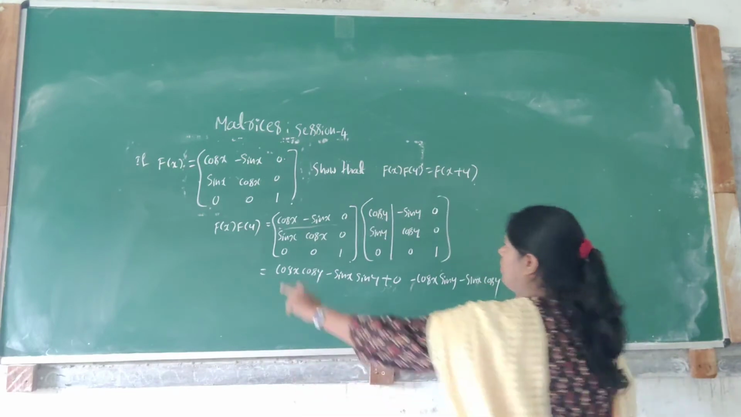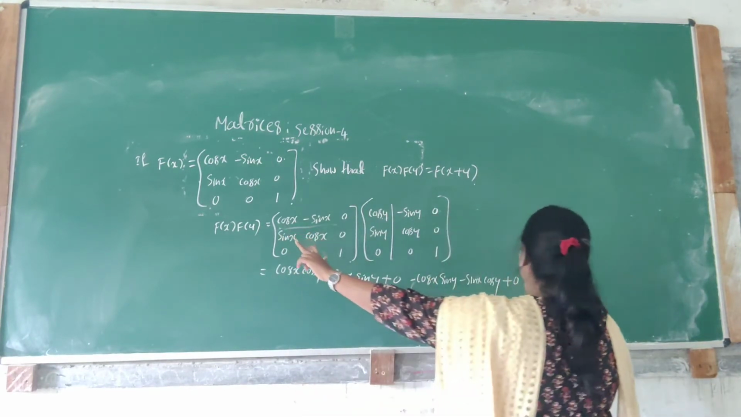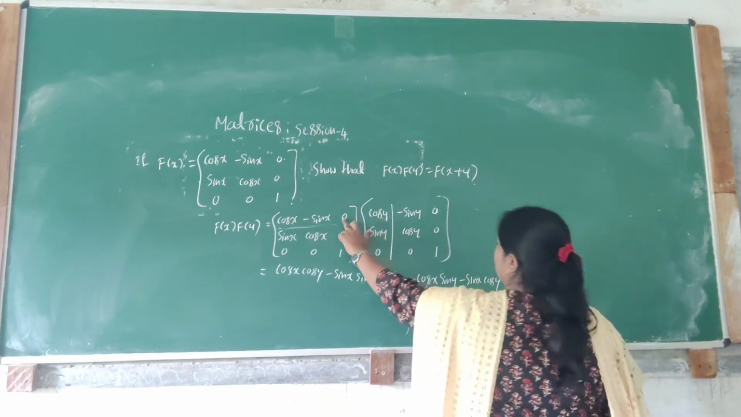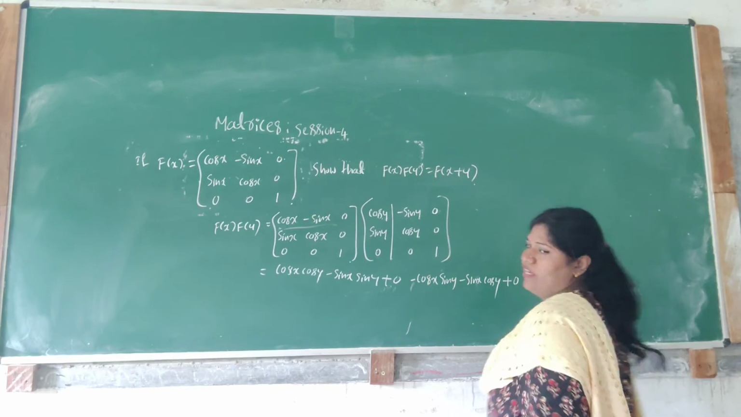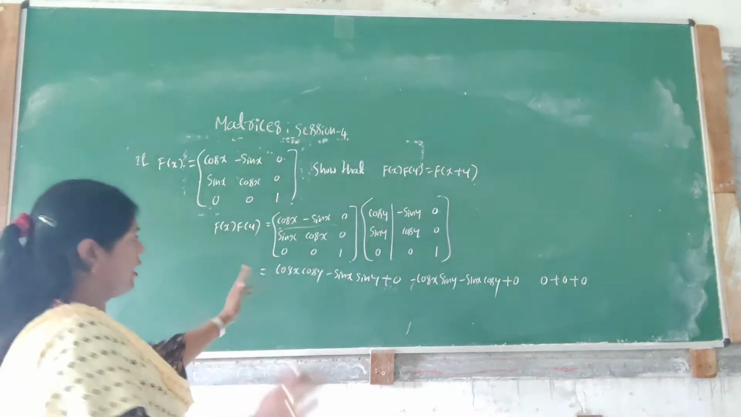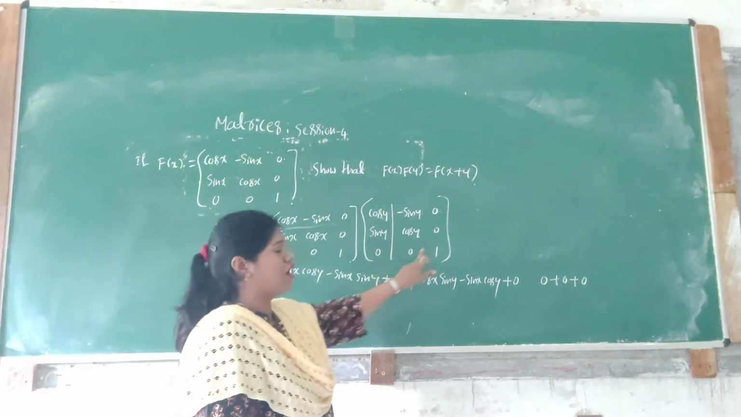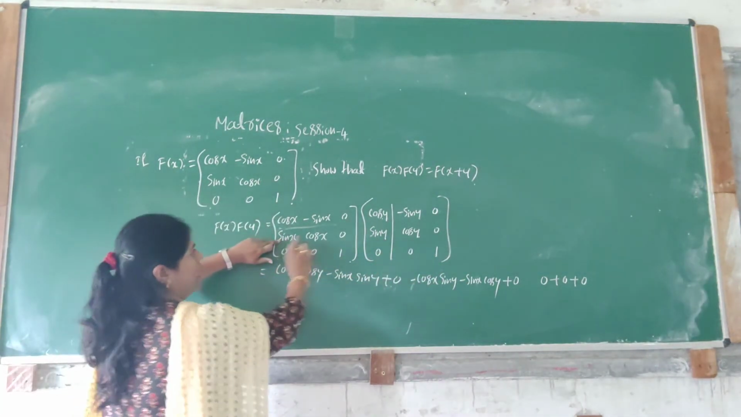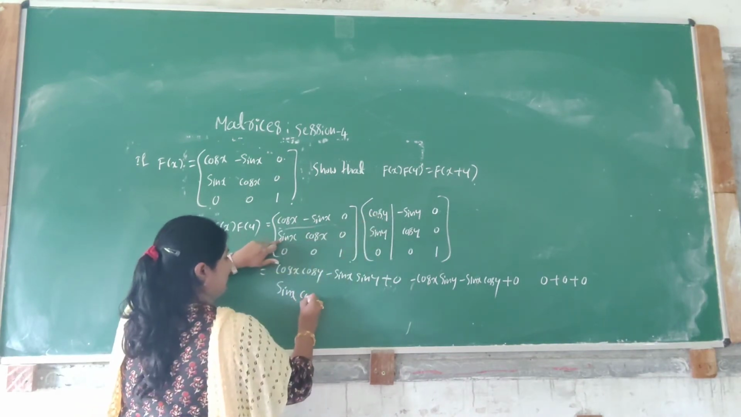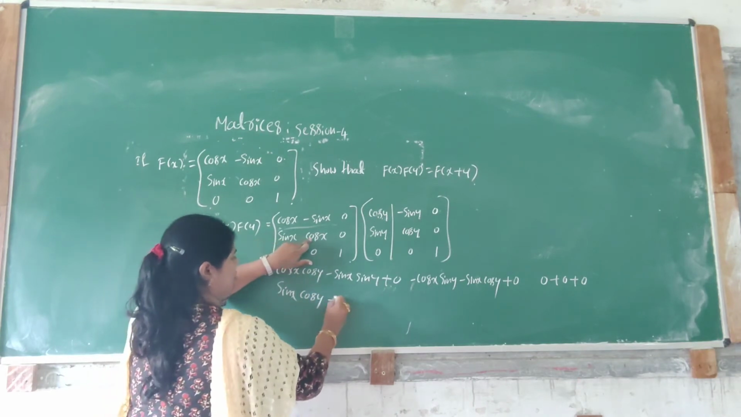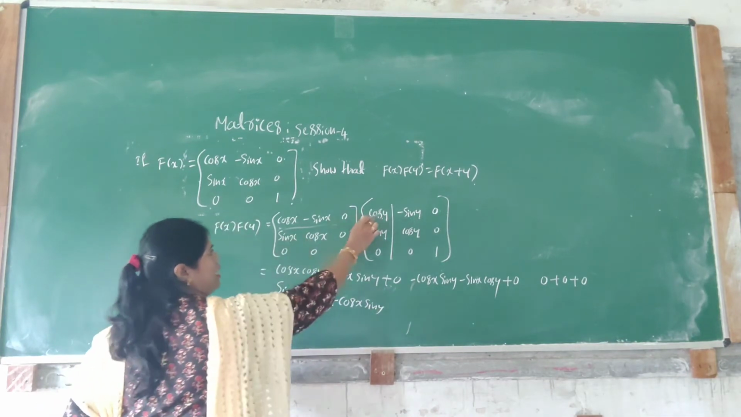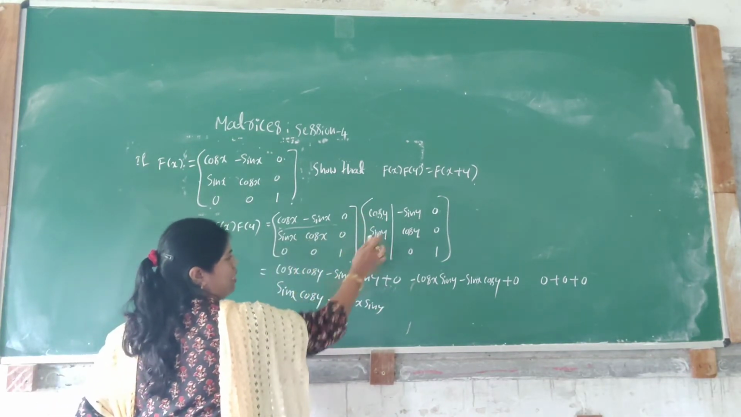Similarly, first row, third column. Cos x into 0, 0. Minus sin x into 0, 0. Plus 0 into 1 is 0. Okay. So the element should be 0, 0, 0. So next, second row, first column, second column, third column. So sin x into cos y. Sin x cos y plus cos x sin y. See corresponding element: sin x cos y plus cos x sin y.